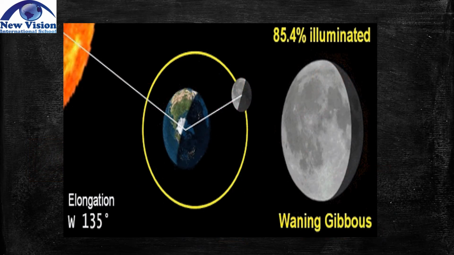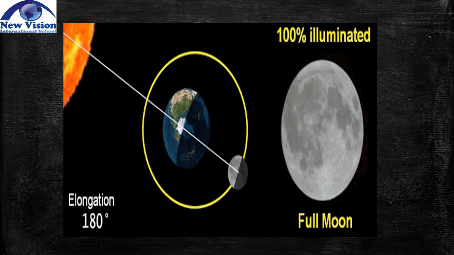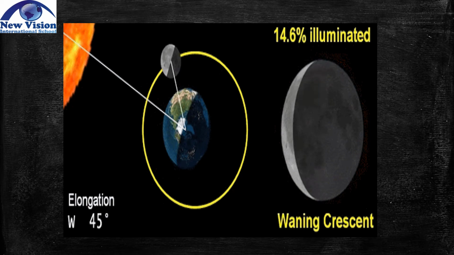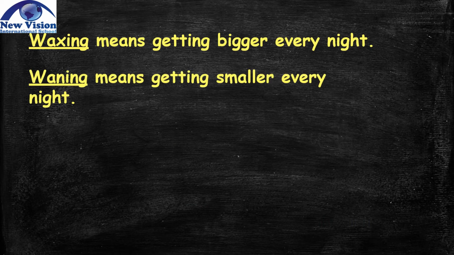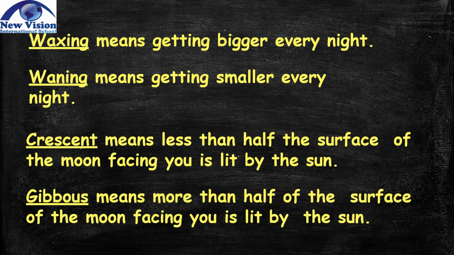New moon, waxing crescent, first quarter, waxing gibbous, full moon, waning gibbous, third quarter, waning crescent, new moon. So waxing means getting bigger every night. Waning means getting smaller every night. Crescent means less than half of the surface of the moon facing you is lit by the sun. And gibbous means more than half of the surface of the moon facing you is lit by the sun.